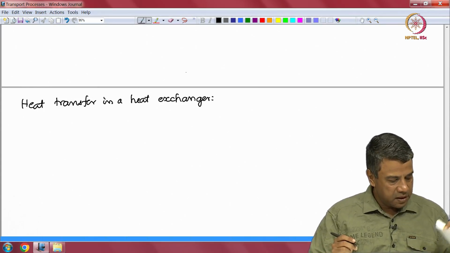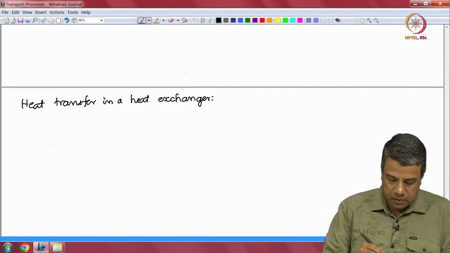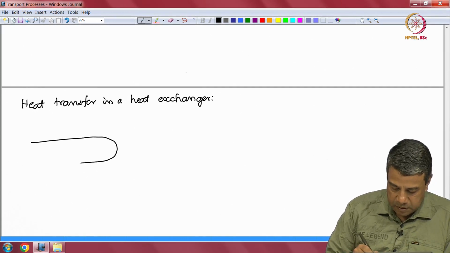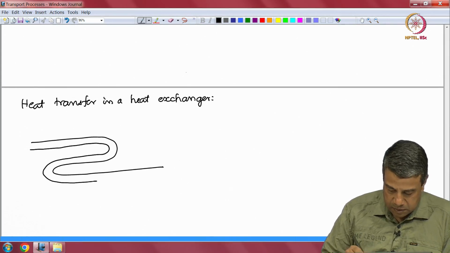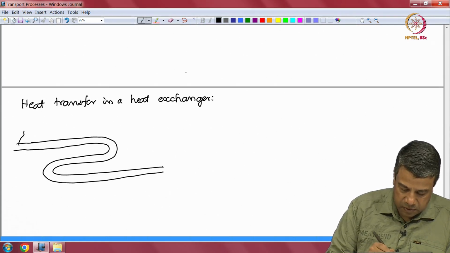Typically, in a shell and tube heat exchanger, for example, you will have a pipe. This is usually referred to as the tube side.